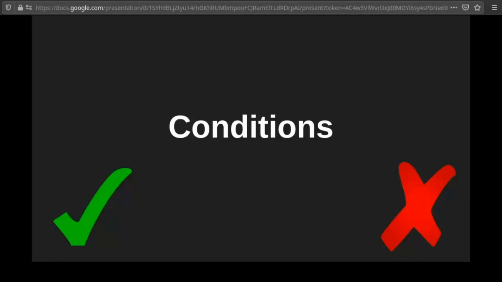Today we're going to be talking about conditions and if statements. But first, we're going to be talking about conditions. So let's go.